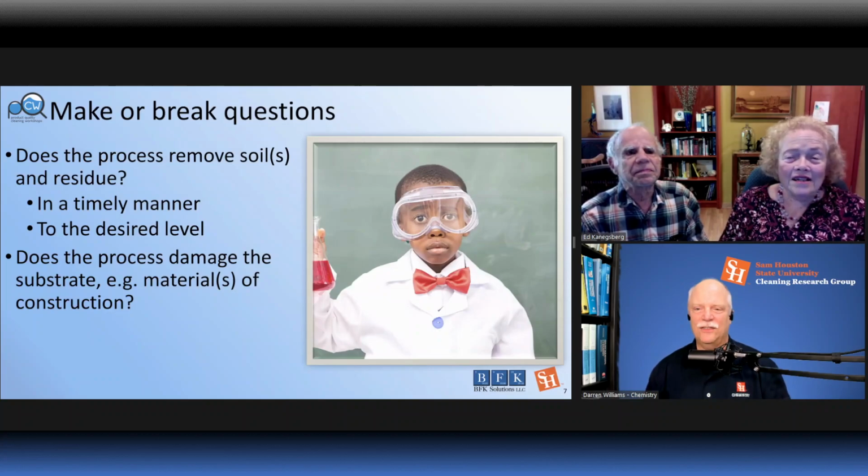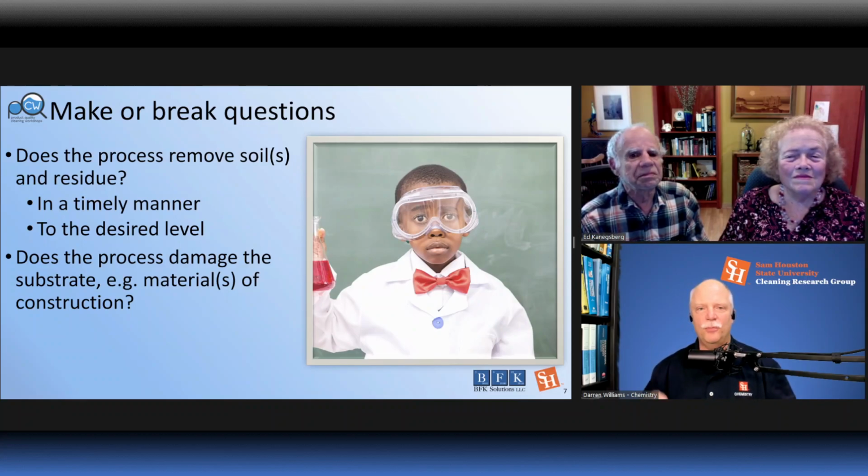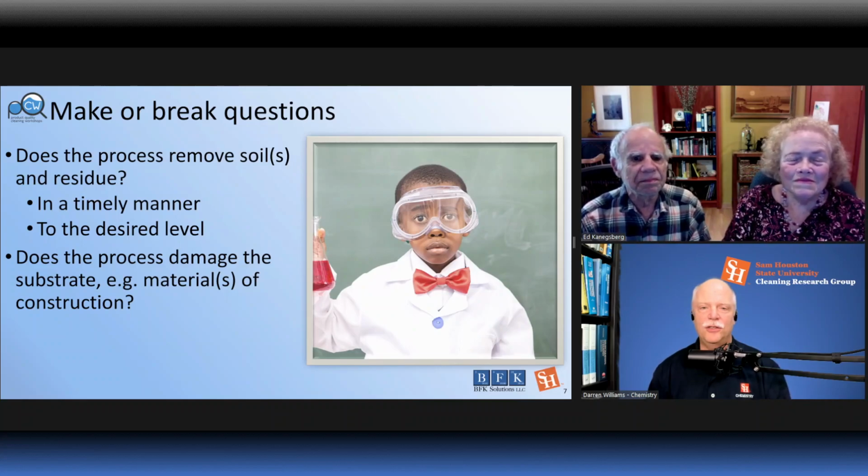And so what does the solvent do? Well, it's the thing that removes the soil and the residue from the surface. The reason there are so many varieties is because we have so many different types of soils and residues. We're trying to remove them in a timely manner and to the desired level, and we're trying to prevent damage to the substrate. This puts some parameters on the types of solutions that we use to clean our surfaces, whether it be an aqueous solution or an organic solvent.